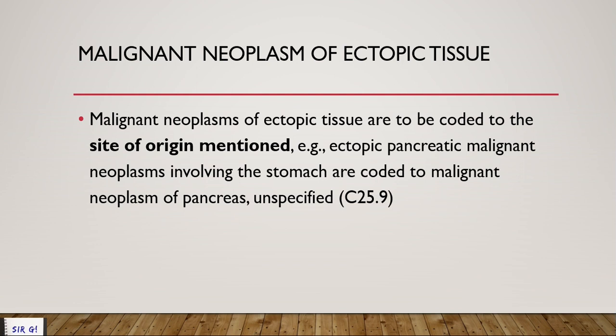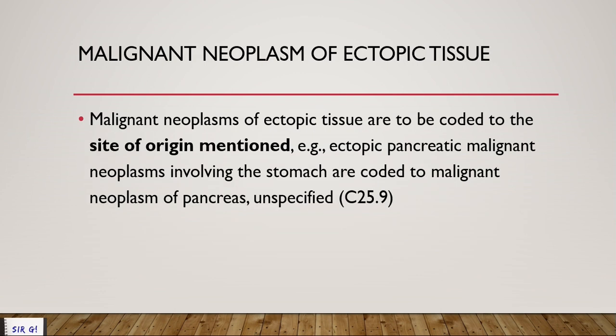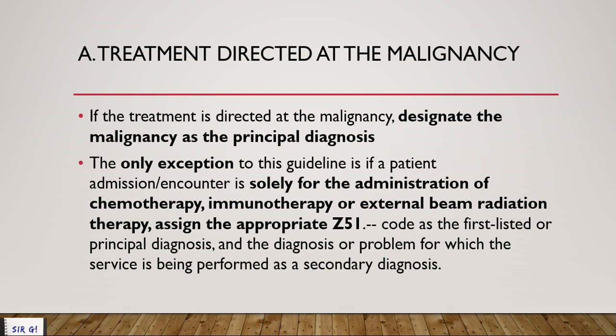So if it is ectopic, okay, you always need to code it to the site of origin mentioned, where that neoplasm starts. So if it really starts from the pancreas, you need to code it under malignant neoplasm of your pancreas. Okay? So we're done with the general guidelines of your neoplasm. Let's move on to the chapter specific coding guidelines of your chapter 2.